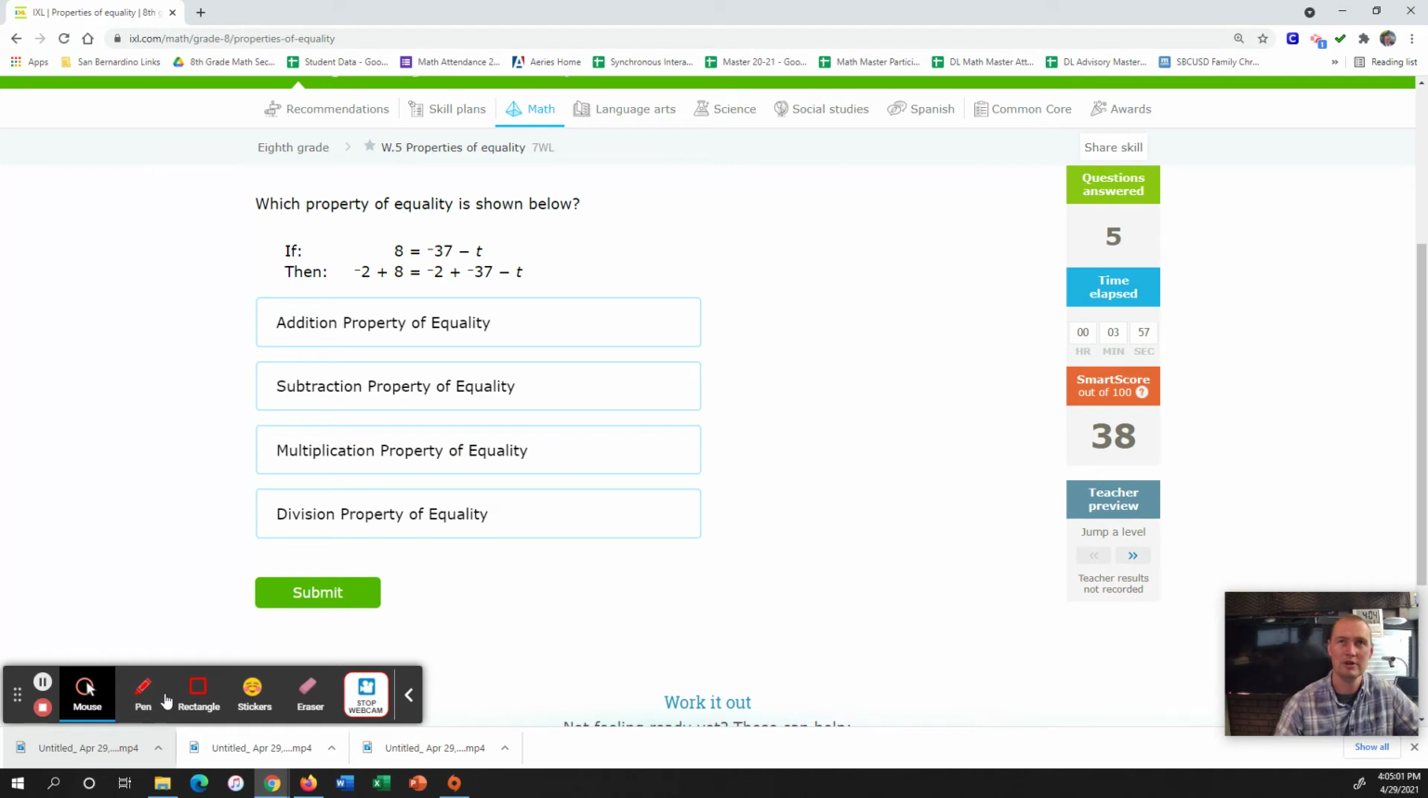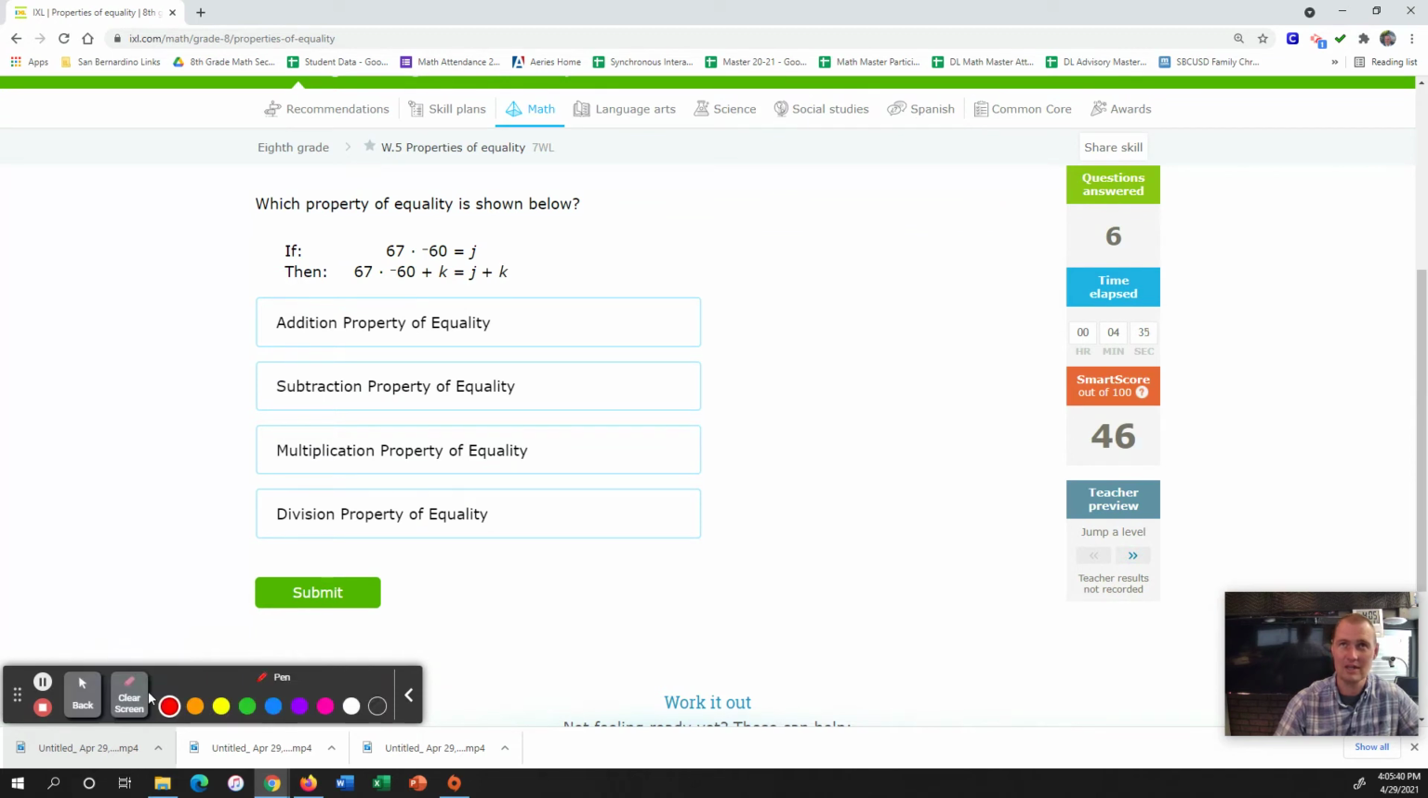Which property of equality is shown below? So note the change. We have an 8 on the left side, which means a negative 2 got added in. So again, we got this positive negative deal. We're going to go into that a little bit deeper, as well as negative 2 plus the rest of it. Now, remember, it's not about the sign that's in front of the number. It's about what we're doing next with it. So we're really adding the negative 2 inside the equation based upon the experience that we learned from before. So we're going to go with addition on this one. And yeah, we got it right.